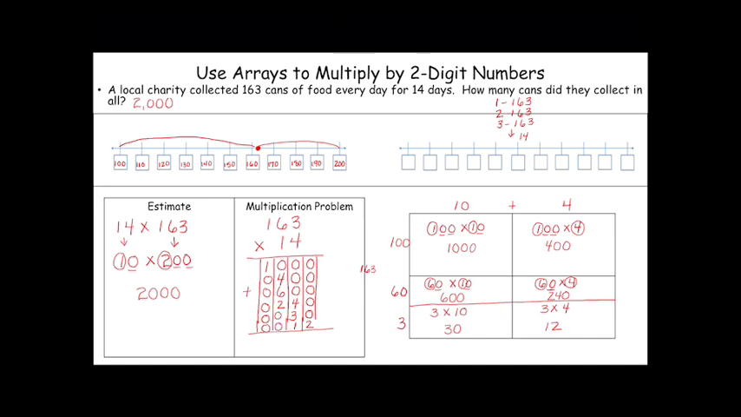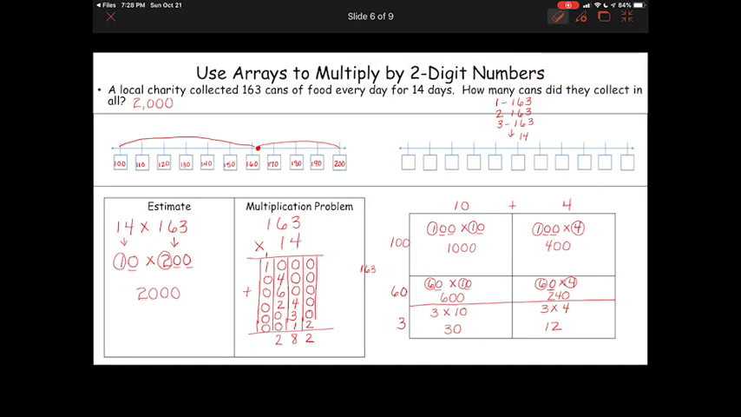Now I'm ready to add. 0 plus 0 plus 0 plus 2. 4 plus 3 is 7 plus 1 more is 8. 6 plus 4 is 10 plus 2 more is 12. And 1 plus 0 is 1. And wait a second. 6 plus 4 is 10 plus 2 is 12. Carry my 1. And 1 plus 1 is 2. Made a mistake. And this is 2. And it is close to my estimated answer because 2,282 is only 282 off of 2,000. All right.